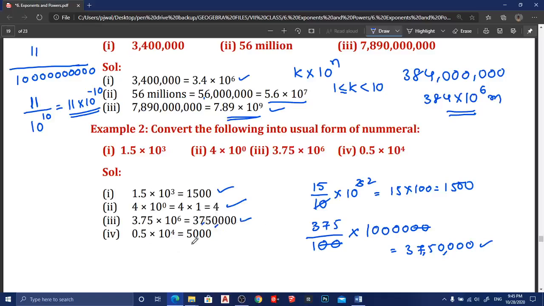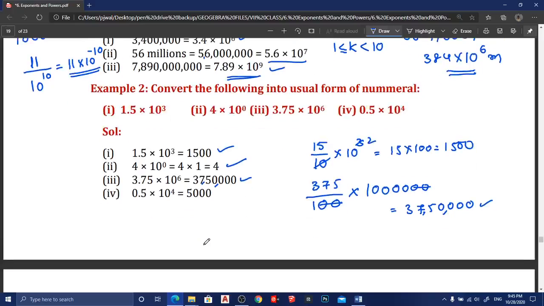Next, 0.5 into 10 to the power of 4. How can you write this? 0.5 means 5 by 10. 10 to the power of 4 means 10,000. Cancel 0 here. You will get 5 into 1000, 5,000. This is the usual form. So you have to learn to convert the usual form into standard form and standard form into usual form. Both conversions you have to learn.